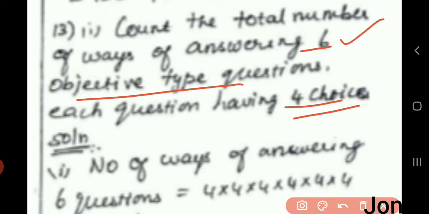13th sum. Count the total number of ways of answering 6 objective type questions, each question having 4 choices. Total number of questions is 6 and choices are 4. So we have to answer 6 questions, so 4 into 4 into 4 into 4 into 4 into 4, which is equal to 4 power 6. No need to expand the answer.